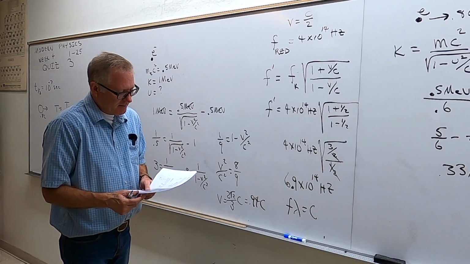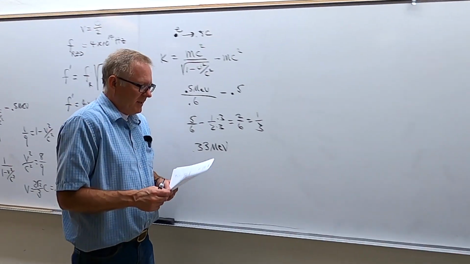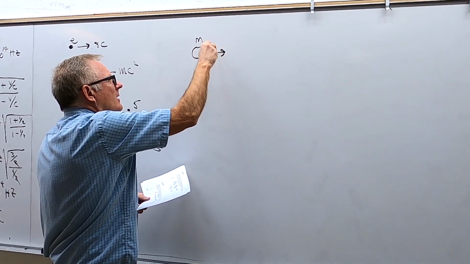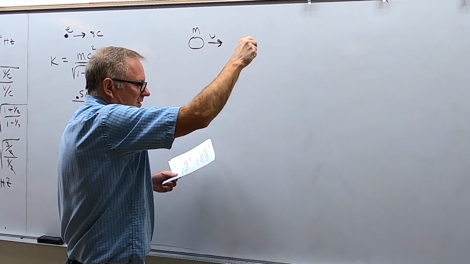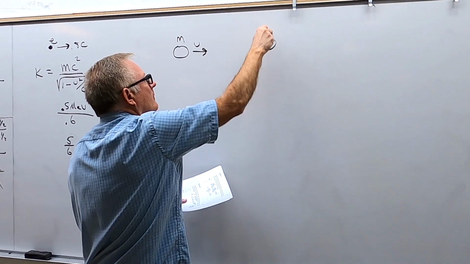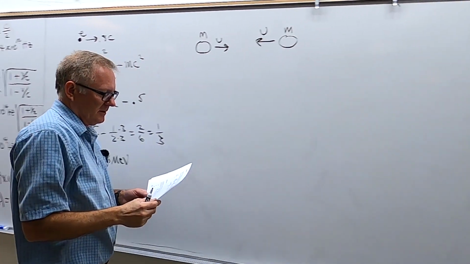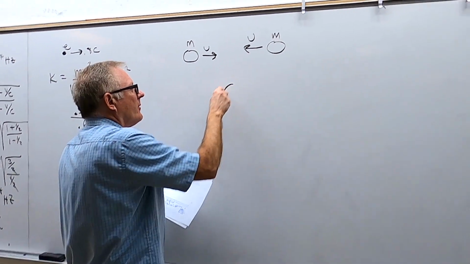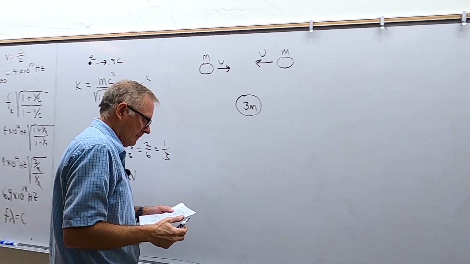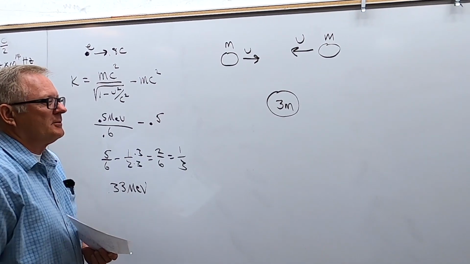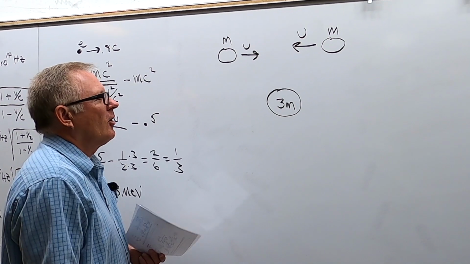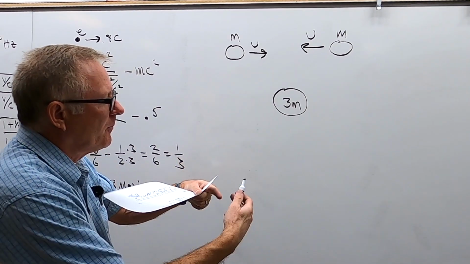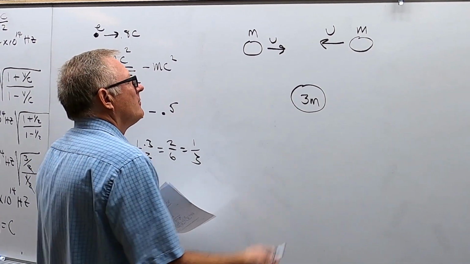Number 5. Two particles of equal mass and equal speed. So you got an m and a u heading towards each other in a head-on collision. So this is m, this is u. The two particles stick together and form a total mass of 3m. What's the speed? What are the u's in this problem? Well, we know from momentum that this is not moving afterwards because they have equal momentums coming in. So we know it's at rest.